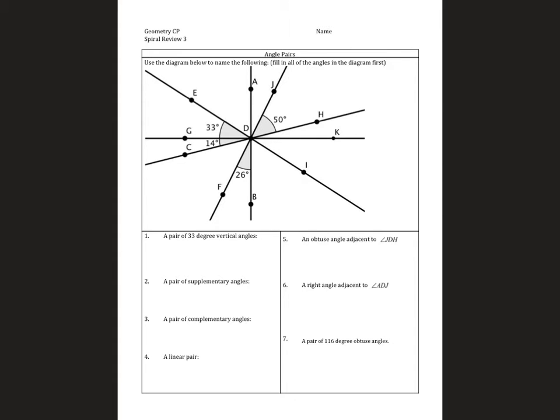Alrighty, friends, let's get our key done. Let's put our name here, Mrs. Key. Let's see, a pair of 33. Okay, well, let's look at the diagram first. Use the diagram below to name the following.